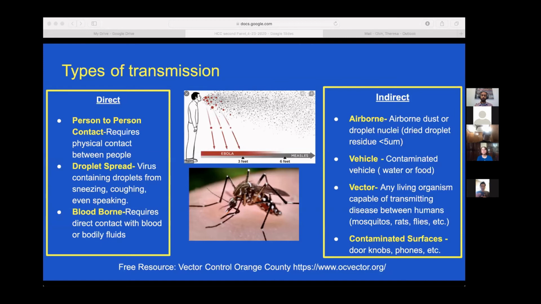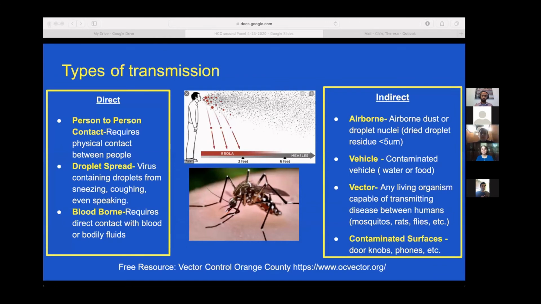Vector transmission is what West Nile virus is, and the reason they're spraying is to get rid of those mosquitoes, because vectors are any living organisms capable of transferring disease between humans. In the case of West Nile, you're not likely to get it from human contact. You require an infected mosquito to bite one person and then bite the other. And then there are contaminated surfaces such as doorknobs, phones, etc.